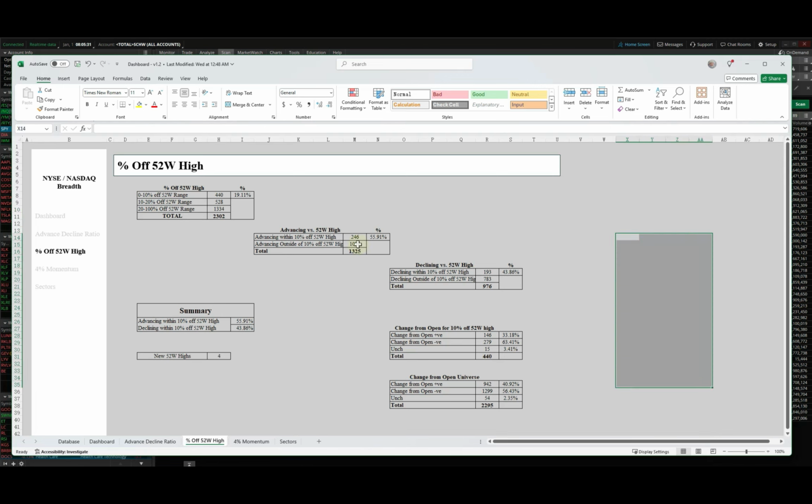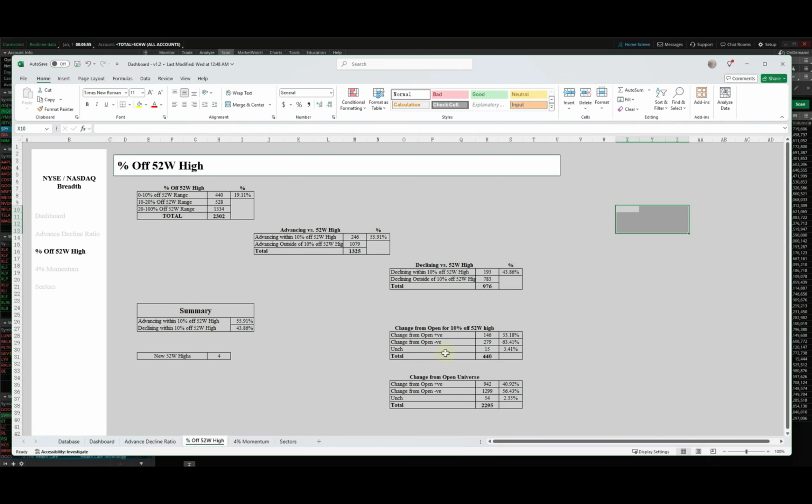You see that 55% of stocks were advancing here, and 43% of stocks were declining within the top 10% range. If this is the 100% range, this is the top 10%. So 43% of stocks were declining here.